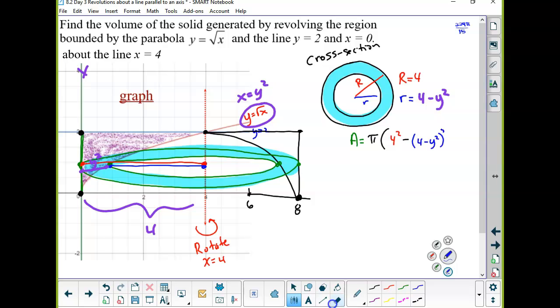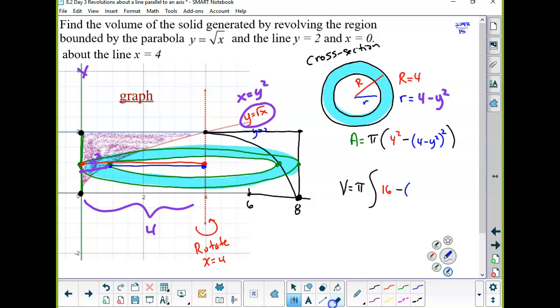And then you have to be very careful with your squares. Right? It's the big radius squared minus whatever the small radius squared is. And then volume is the integration of the area. And here's where you could skip some steps. 4 squared is 16.